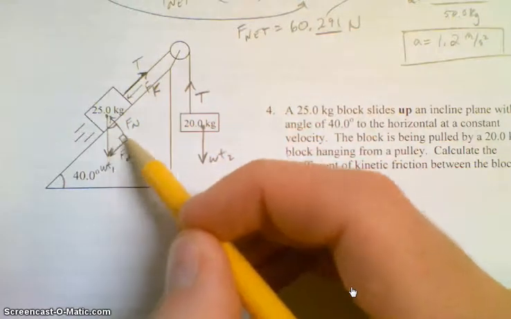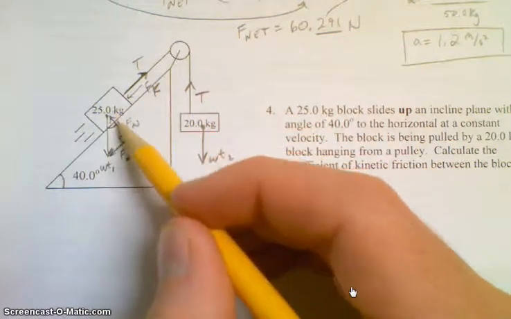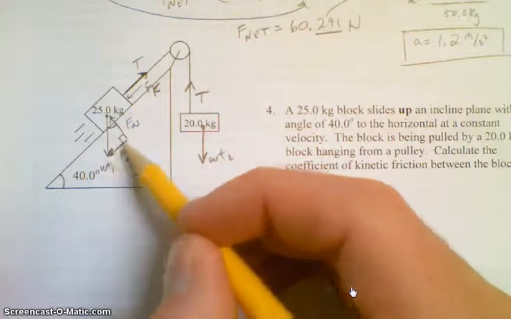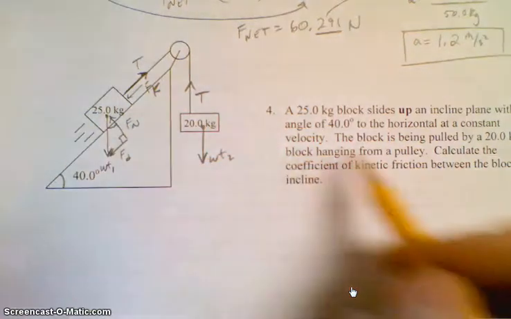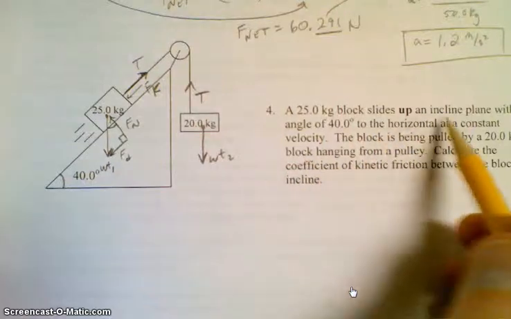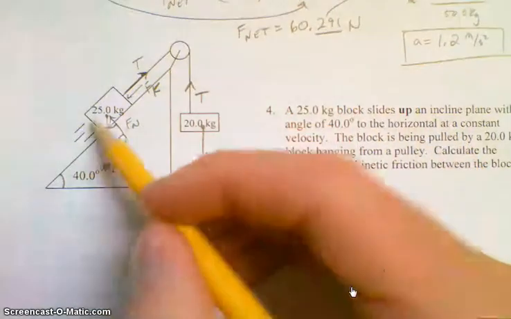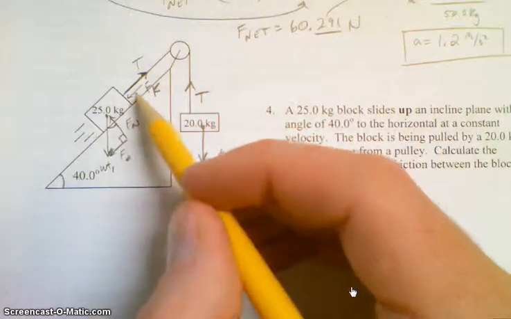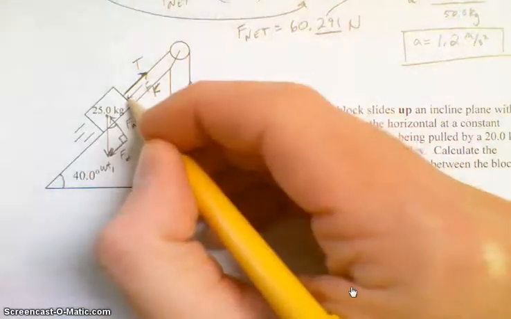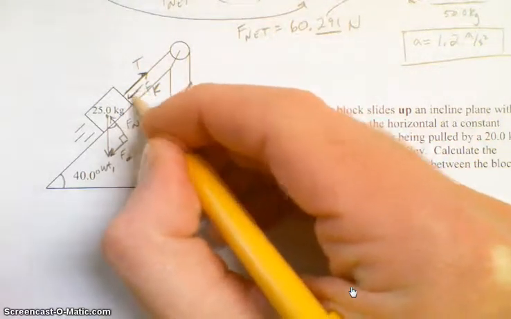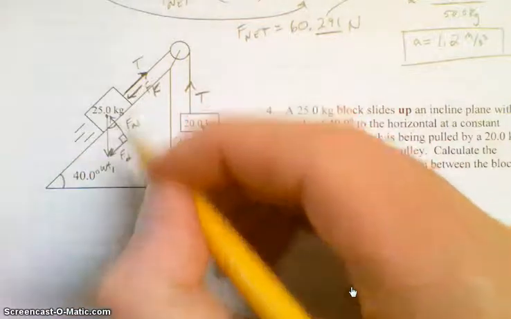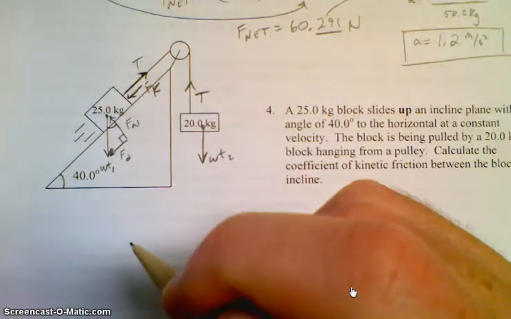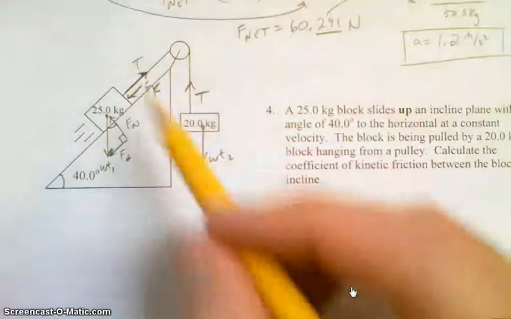The weight is straight down. We have the normal force, which is perpendicular to the surface. We have a force that's causing it to slide down the ramp. But in this case, the block is moving with a constant velocity up the incline. Because it's moving up the incline, friction is acting to oppose its motion. So friction is actually acting down the incline this time because it's sliding up the incline. So you should be able to see those forces there.